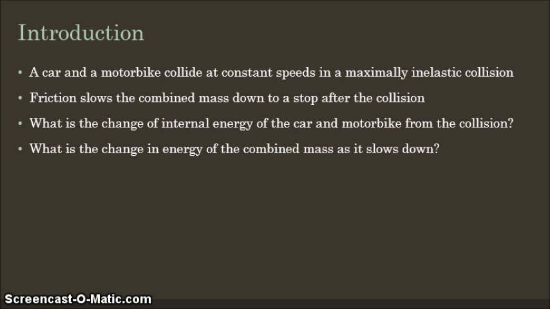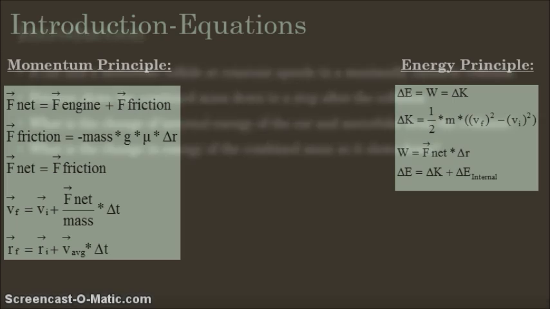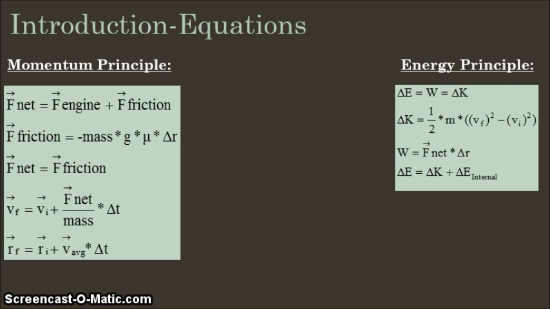So the questions we're asked here are, what is the change of internal energy of the car and bike from the collision? And what is the change in energy of the combined mass as it slows down? Now, in order to analyze this collision and answer these questions, we use our momentum principle and our energy principle, which we have learned previously in this semester.